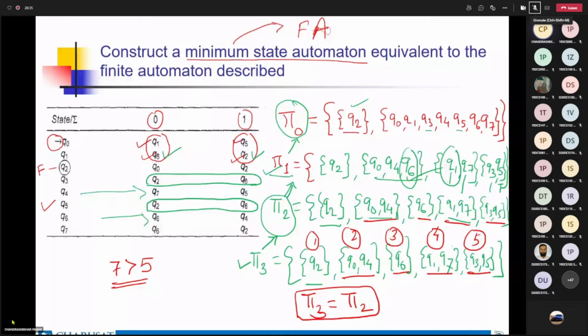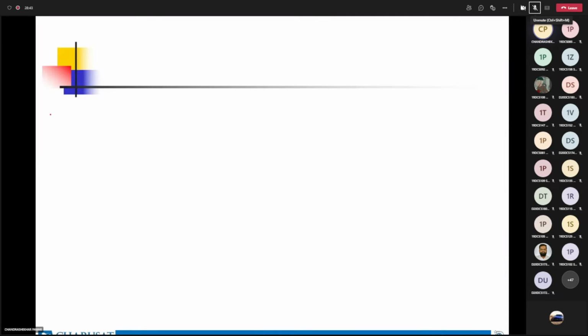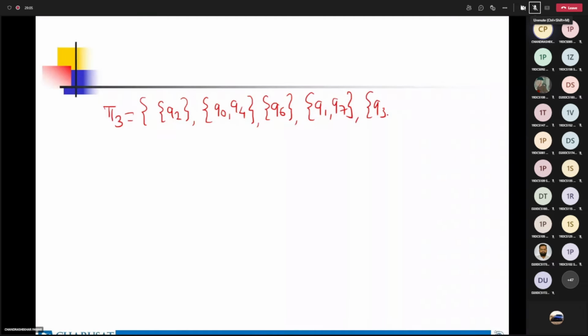So just try to remember the states. 0 is equivalent with 4, 1 with 7, 3 with 5, because we have to carry forward then here. That is what we prepared in pi 3. Q2, Q0 is equivalent with Q4, Q6, 1, 7, 3, 5. So I just paste the table also, so it is easy to write down the condition.